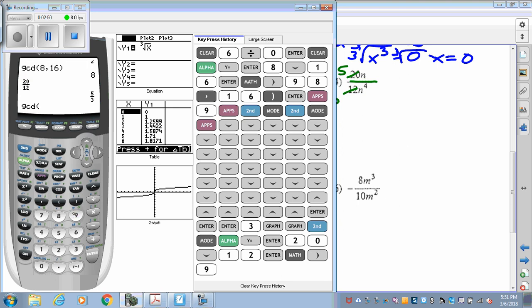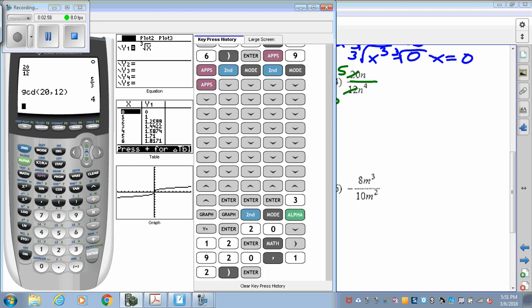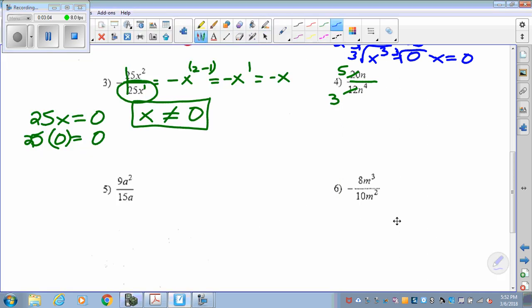Notice I could also do the GCD if I did math num 9 and I did 20 comma 12. The GCD is 4. They both have a common factor of 4. So 20 divided by 4 is 5, and 12 divided by 4 is 3. And with my n's, I have one n on top and 4 n's on the bottom. If I subtract, I'll have n, and 1 minus 4 is negative 3. So this would be n to the negative 3.